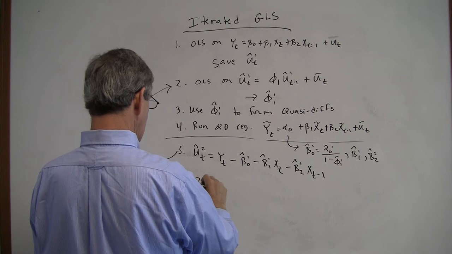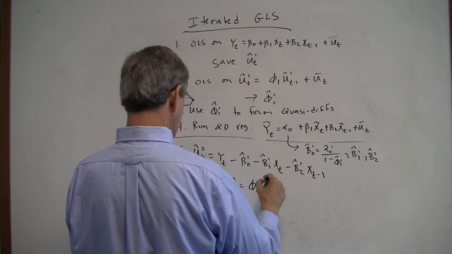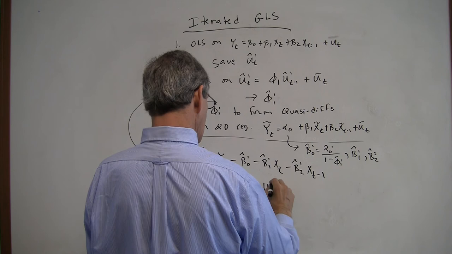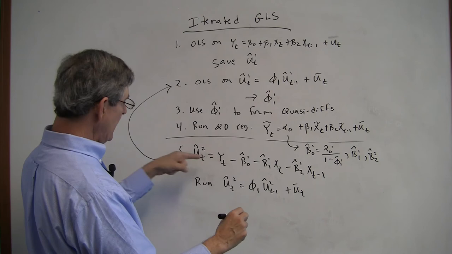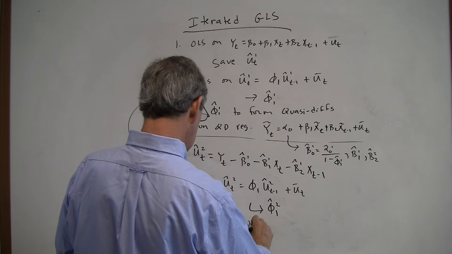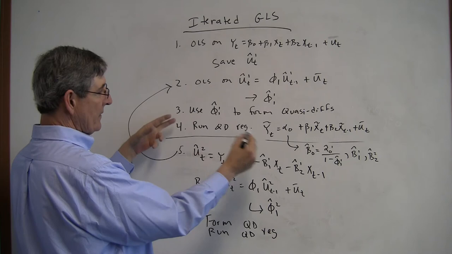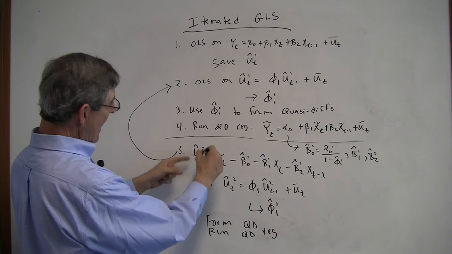We'll run u hat t 2 equals phi 1 u t minus 1 2 hat plus u bar t. When you run these regressions, it's OK to include a constant. It won't change anything. We just run this regression again with our new estimated errors. And this will give us phi 1 hat 2. And then you'll form the quasi-differences. That's this step, then run the quasi-difference regression. That's this step. From the quasi-difference regression, you'll get new betas. You can then get u hat 3, blah, blah, blah, phi 1, 3, loop back.